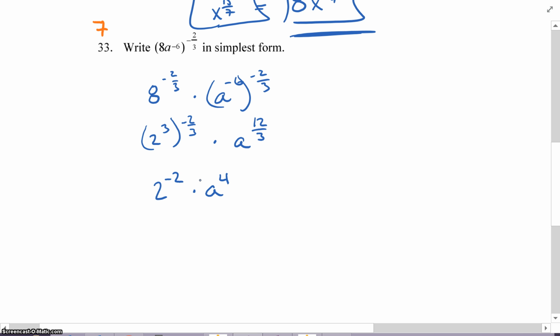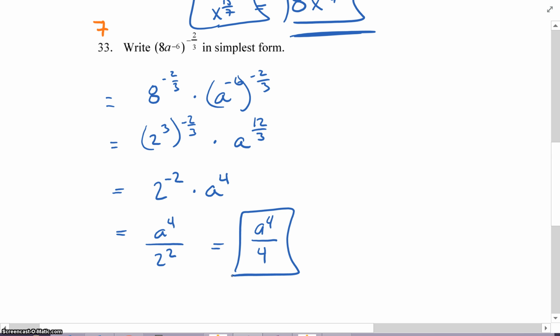How do I get rid of the negative exponent? I put it over 1. So it's going to be a to the 4th over 2 squared, which simplifies to a to the 4th over 4. All right, that completes our test review. Make sure you look it over this weekend. I would take this test a few times and make sure you feel strong and confident in all of this. All right, going on to the next part now.